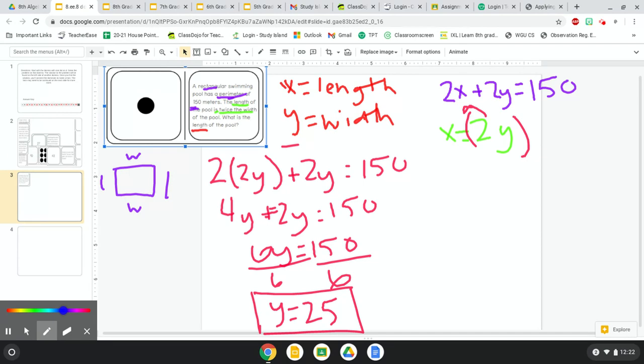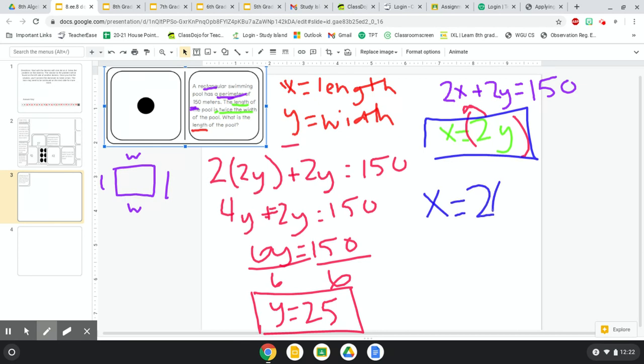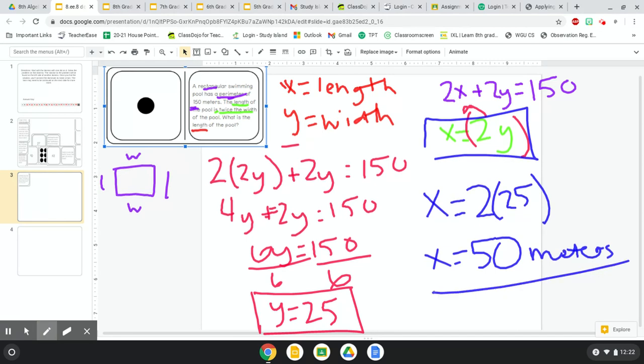Going back to one of my original equations, I'm going to go with this one just because it's easier in my opinion. I'm looking for x, so x is going to stay as x. And then 2 times y, which is 25. Now all I have to do is take 2 times 25, which is 50. So the length of the pool is 50, and I'm going to make sure I label it. It said it was in meters earlier, so it's 50 meters. The final solution: the length of the pool is 50 meters.